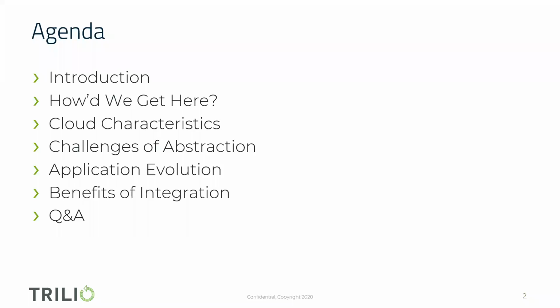Anyways, let's get into the agenda. So we'll do a quick intro about the series like we do every time. We'll talk a little bit about how we got here. What brought us to cloud and how did we get to having to change our backup paradigm. We'll talk a little bit about the cloud characteristics, some of the challenges of abstraction and the challenges that come with just being in the cloud in general. And then, application evolution, how it's changed with the cloud and the resources available. And then we'll talk about the benefits of backup integration, of course, because that's what we're here for. Then we'll go into some Q&A.